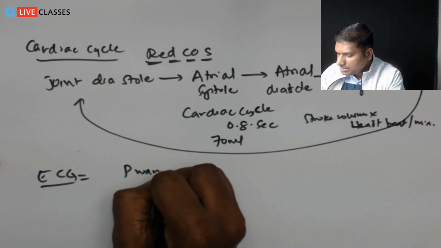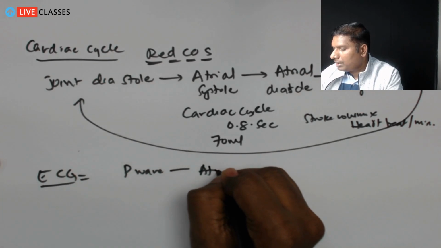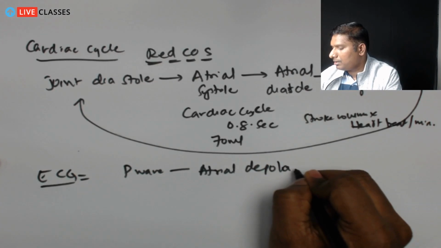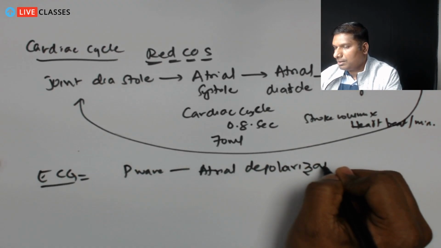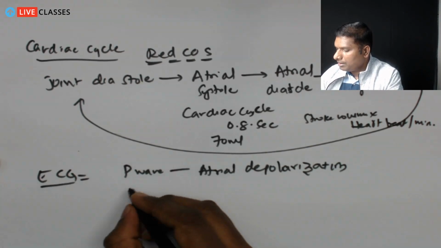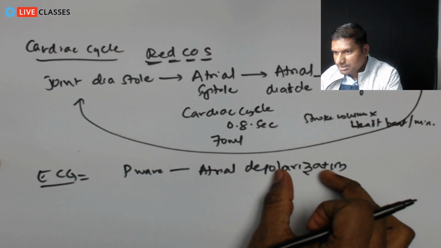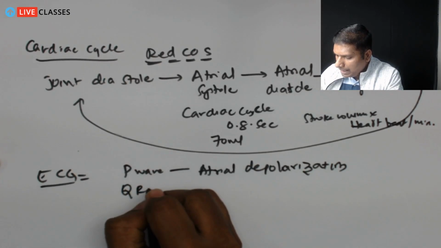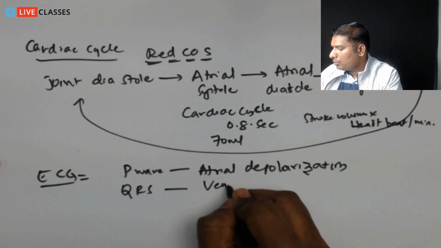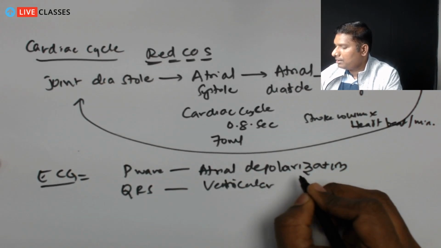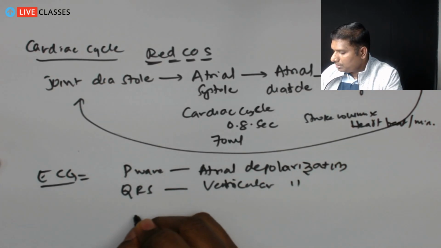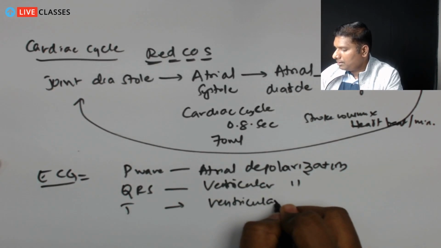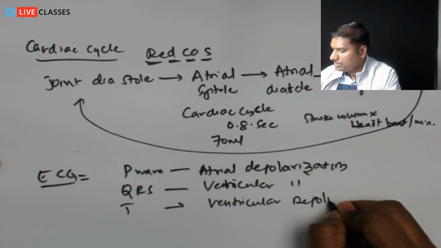The P wave corresponds to atrial depolarization. Basically this is what leads to atrial contractions. Then the QRS wave corresponds to ventricular depolarization. Then you have the T wave, which corresponds to ventricular repolarization.